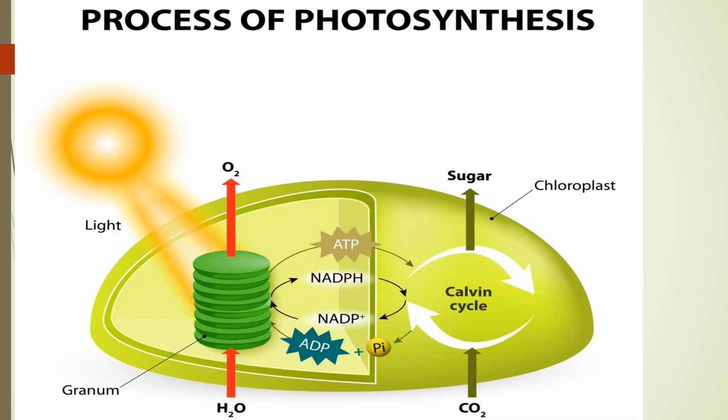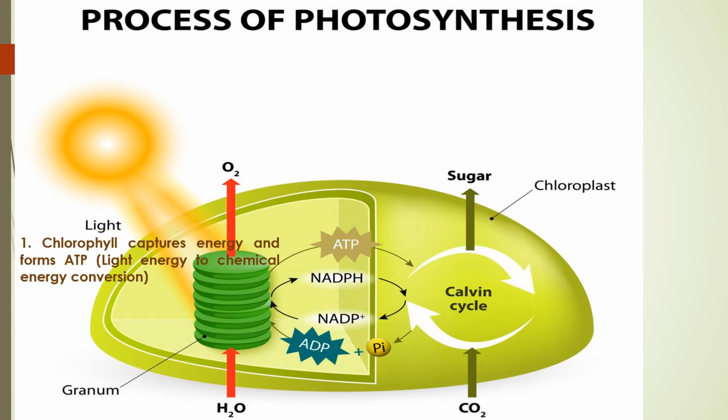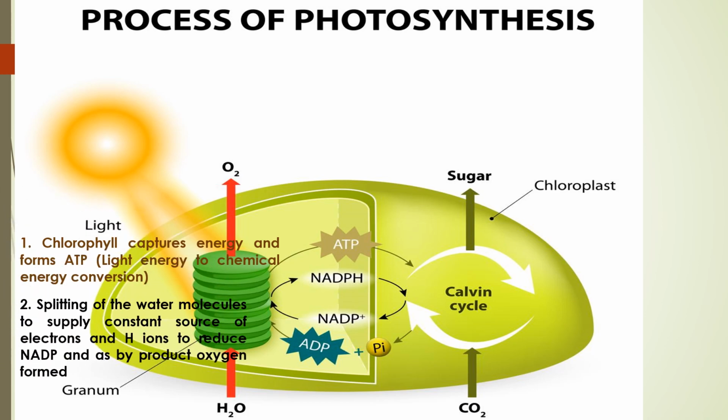Next, the process of photosynthesis, the main points I am going to discuss. Chlorophyll captures energy and forms ATP, the conversion of light energy to chemical energy, that one. Next, the splitting of the water molecule, because I told you chlorophyll electrons are excited.